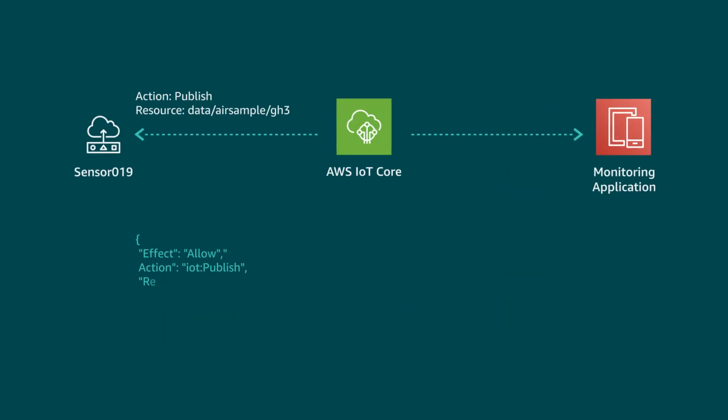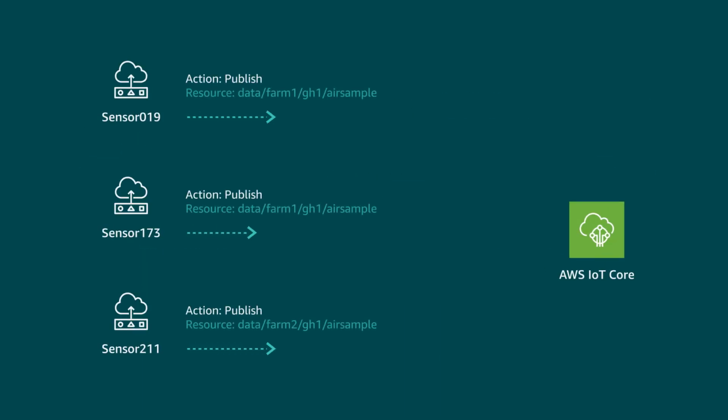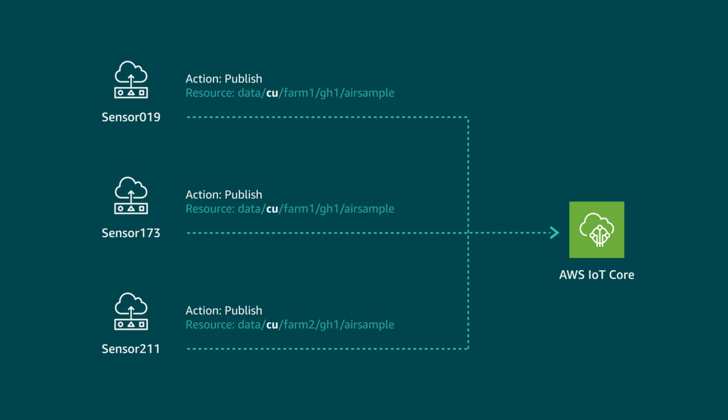Let's consider an application that subscribes to this topic so it can display this information on a dashboard. The IoT policy for the application would include authorization to subscribe to that same topic. If you deploy these sensors to multiple farms of multiple greenhouses, how would you design the IoT policy to do this? How about multiple customers? You would not want to create a unique policy for each device, and we should not create an overly permissive policy allowing publishing or subscribing to any topic.